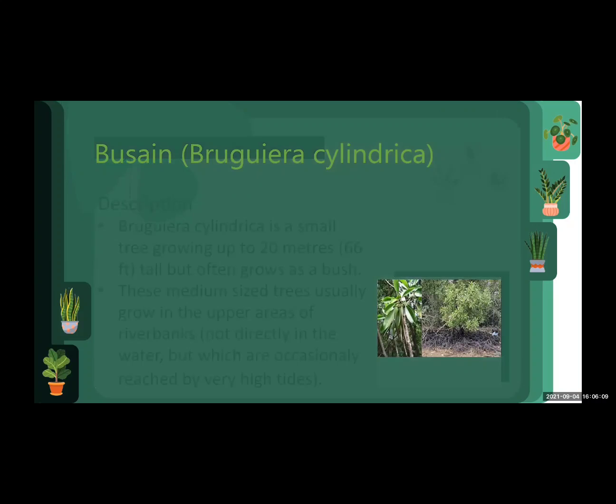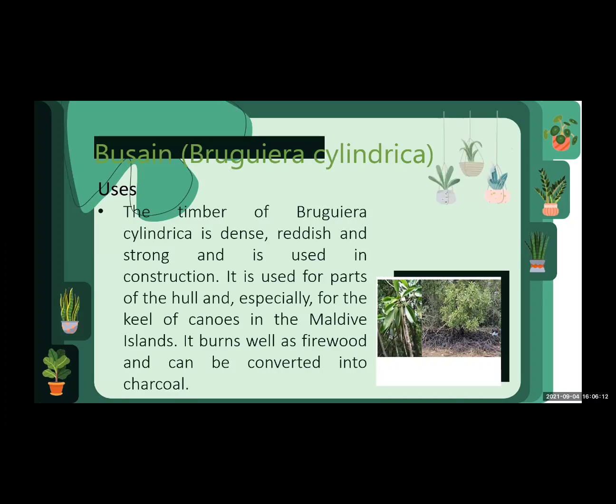Next are the uses of Bruguiera cylindrica. The timber is dense, reddish, and strong, and is used in construction. It is used for parts of the hull, and especially for the keel of canoes in the Maldive Islands. It burns well as firewood and can be converted into charcoal. So the wood, once burned, can be made into charcoal.